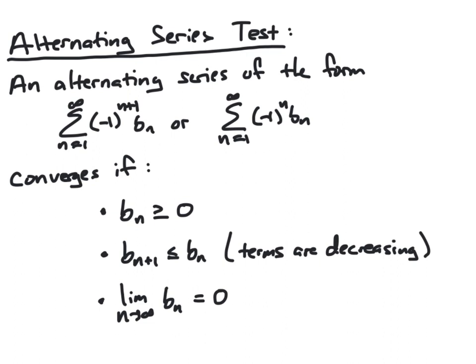And if all three of these properties hold for our given alternating series, then this test tells us that the alternating series will converge. One important note here is that this is only a test for convergence. So it tells us that our series converges if these three properties hold, but it does not tell us anything about when the series might diverge. And so if one of these properties fails, then we're going to have to use a different test to determine divergence.